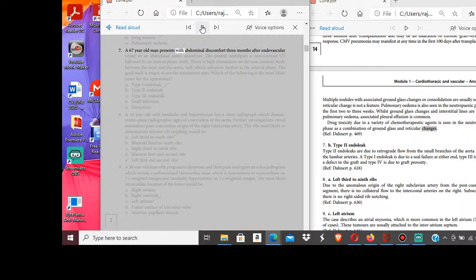7. A 67-year-old man presents with abdominal discomfort 3 months after endovascular repair of an abdominal aortic aneurysm. The patient undergoes a non-contrast CT followed by an arterial phase study. There is high attenuation on the non-contrast study between the stent and the aortic wall, which enhances further in the arterial phase. The graft itself is intact, as are the attachment sites.